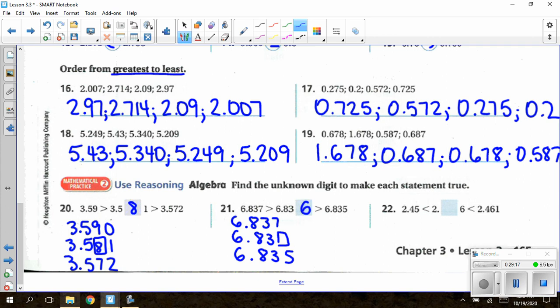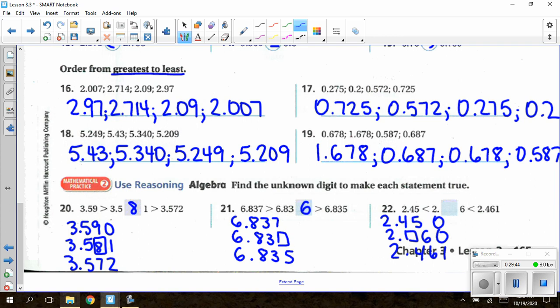And finally, number 22, lining these decimals up. The tenths digit is what's different in the second number. And the first two numbers only go out to the hundredths, but the last number goes out to the thousandths, so I am going to add zeros. And this time we have less than.